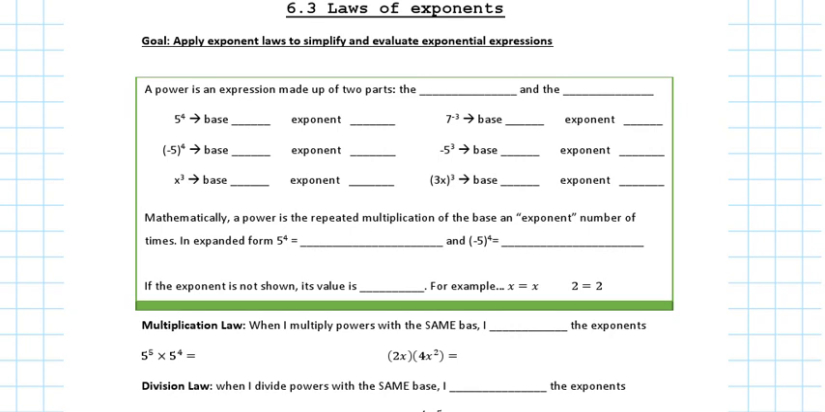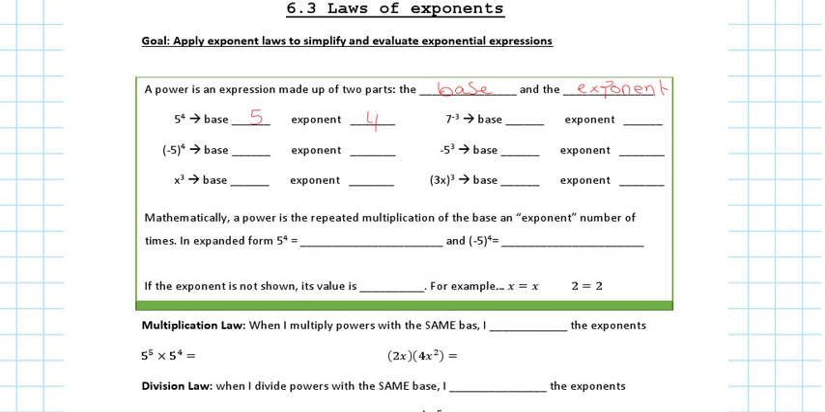So first, a power is an expression made up of two parts. Do you know what the names of these two parts are? The base and the exponent. So what's your base for 5 to the power of 4? The base is 5. What's your exponent? How about the next one? What's your base? Negative 5, right?